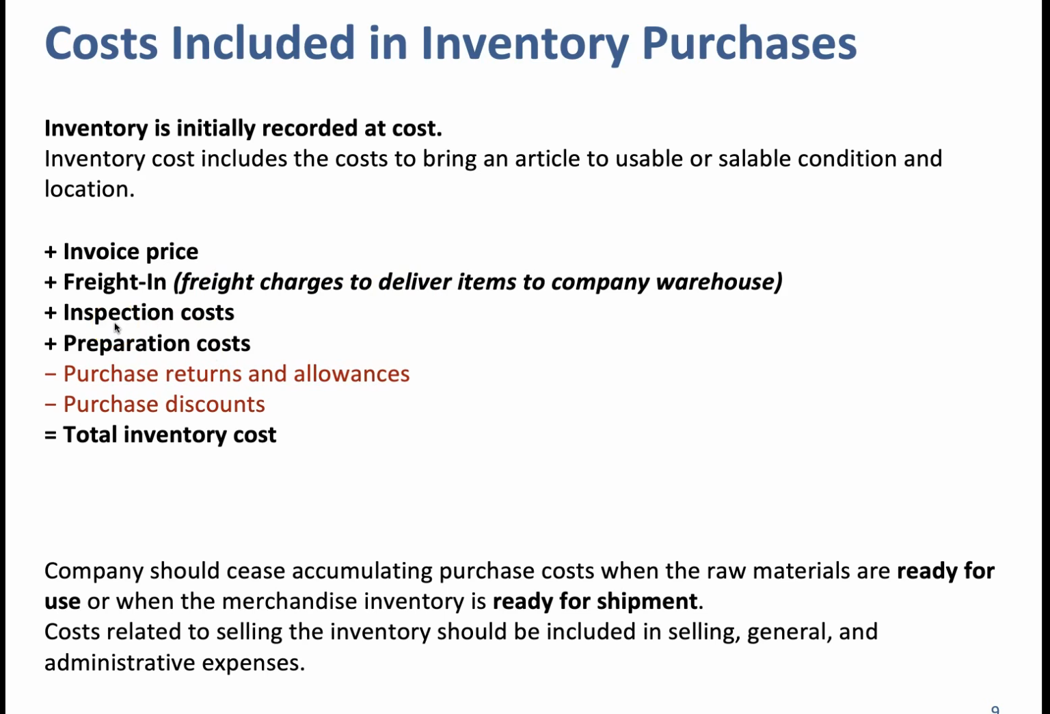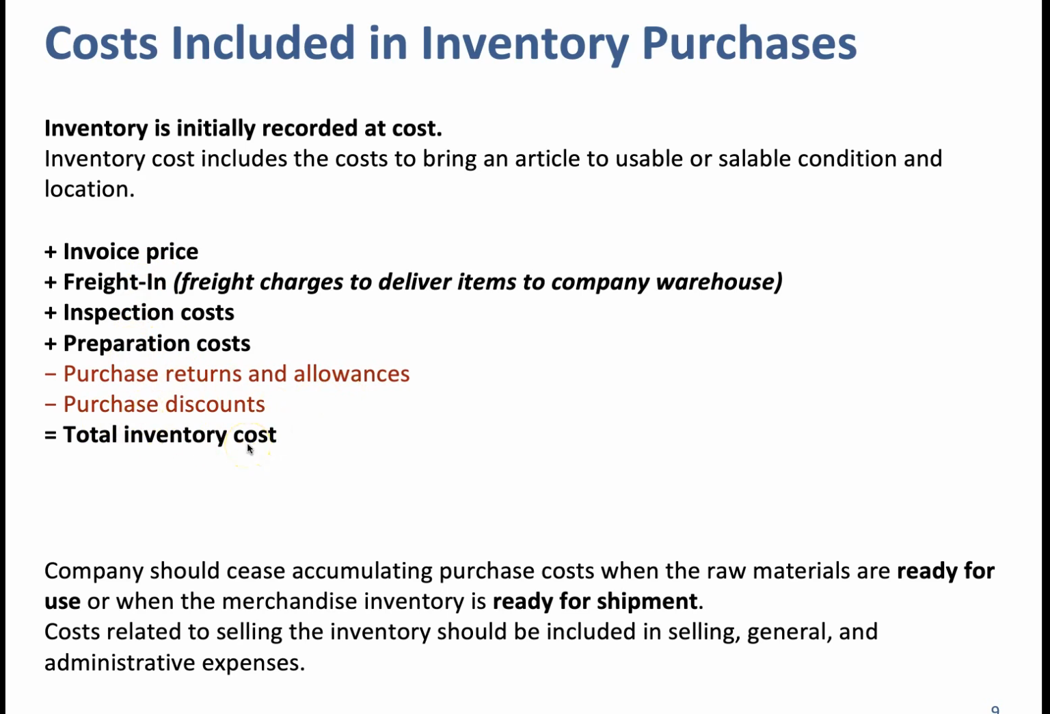You would probably have inspection cost, preparation cost, and then you would subtract the purchase returns and allowances and purchase discounts. It's the other side of when we talk about sales discount. When someone else gives our company an opportunity to pay in full within 10 days for 2%, and we take it, that would count towards the purchase discount, sorry, not the sales discount, the purchase discount. So invoice price plus freight in plus inspection plus preparation, subtracting returns, subtracting discounts equals total inventory cost.